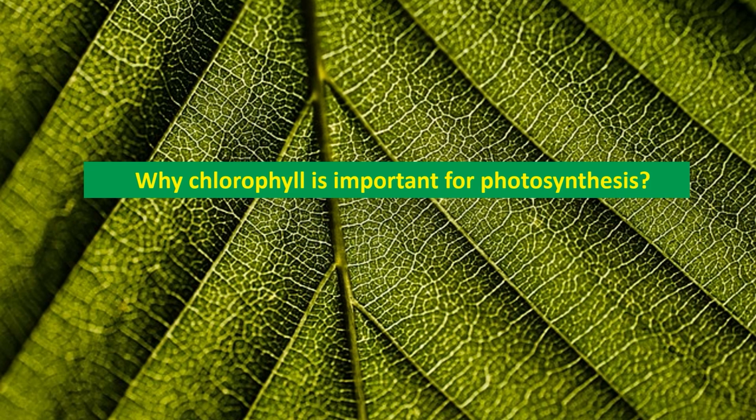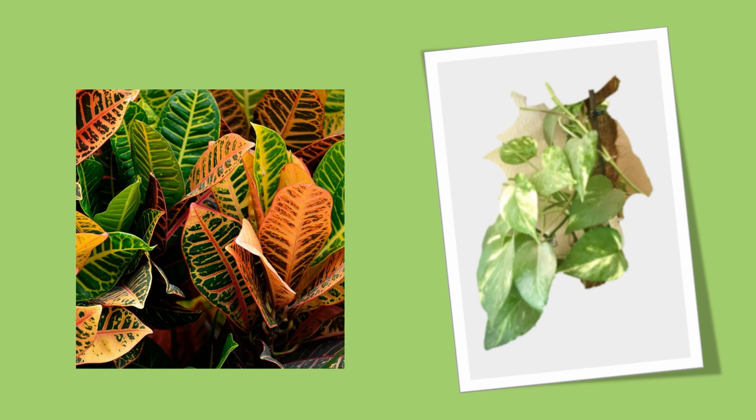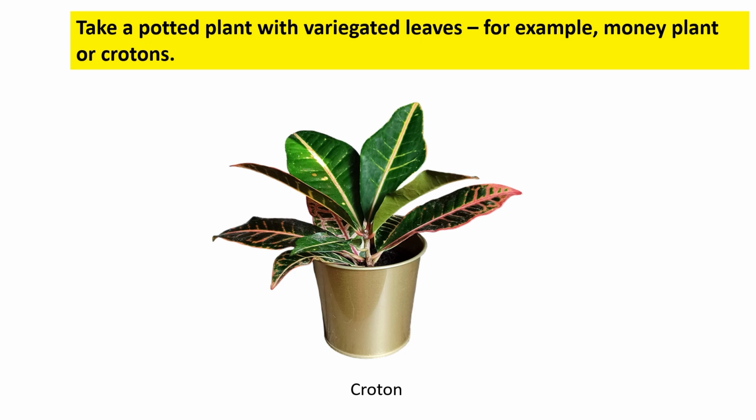Now let's learn about why chlorophyll is important for photosynthesis. It is an activity which is given in your textbook. Activity 6.1. We can either take a croton plant or this is the croton and this is the money plant. We have taken the croton. Take a potted plant with variegated leaves. Most of the indoor plants are croton or money plant, right? So here we have the croton.